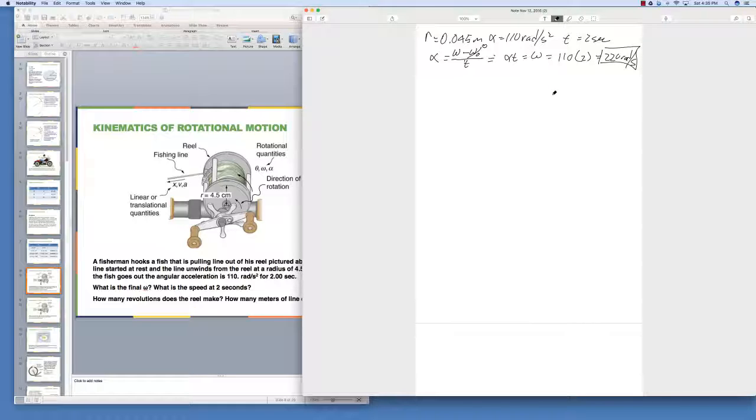The second part asks, what is the translational velocity? In order to calculate the speed, you have to calculate the translational velocity, and that's equal to the angular velocity times the radius, which is the 220 that we just calculated, times 0.045. If you do that math, you get 9.9 meters per second.